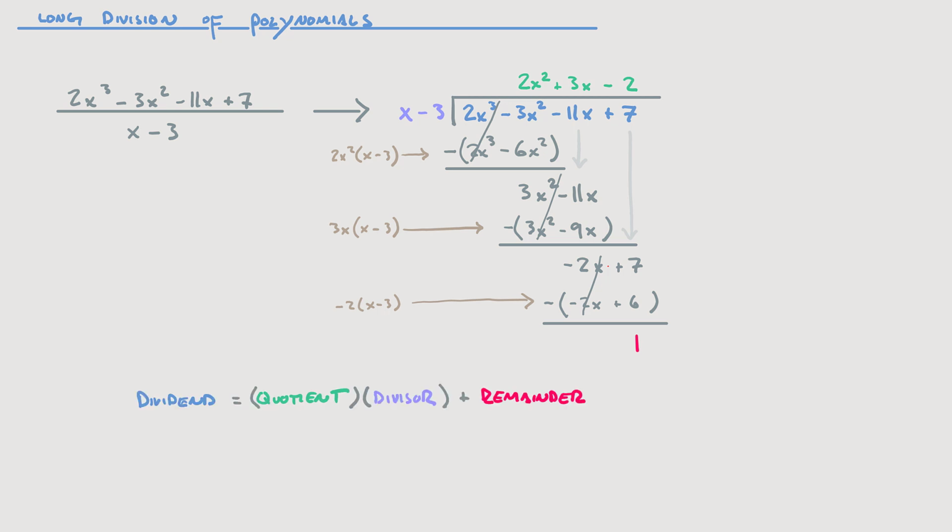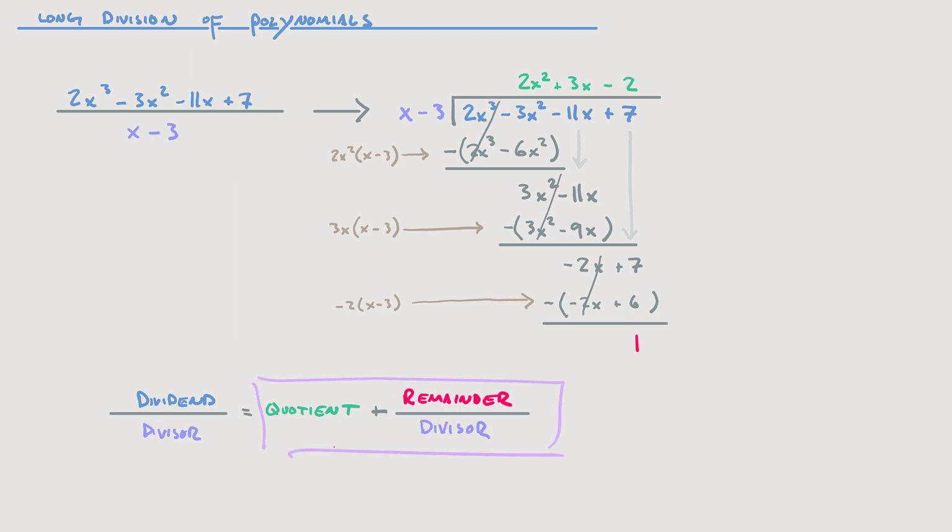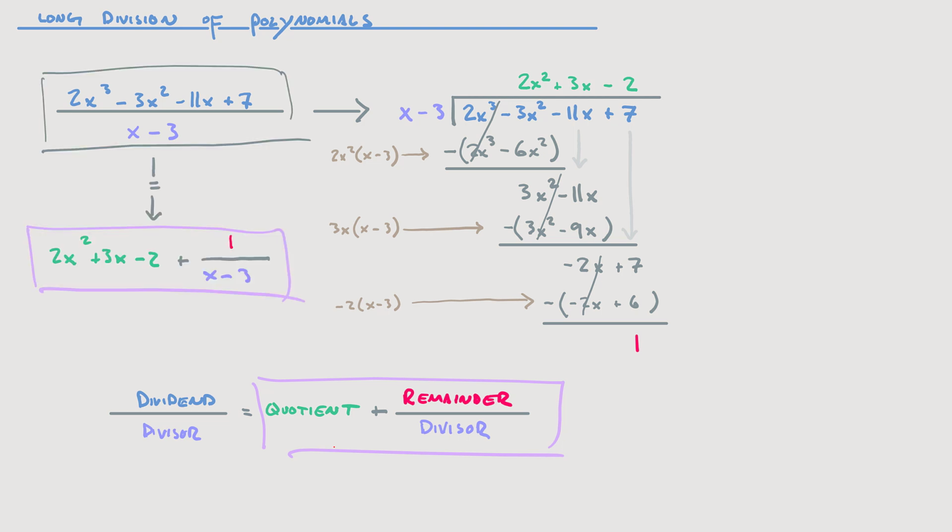So the question is, well, how are we supposed to write our answer? Well, to answer that, look at how this thing is written. It's written as dividend over divisor. So if you look at our division algorithm, how could we make the left-hand side look like dividend over divisor? Well, you just divide everything by the divisor. The divisor cancels here, so we're left with this: quotient plus remainder over divisor. That's how we want to be writing the answer to these division problems. So, okay, I'll just write this as quotient, which is 2x squared plus 3x minus 2, plus remainder, which is 1, divided by the divisor, and that's the answer.